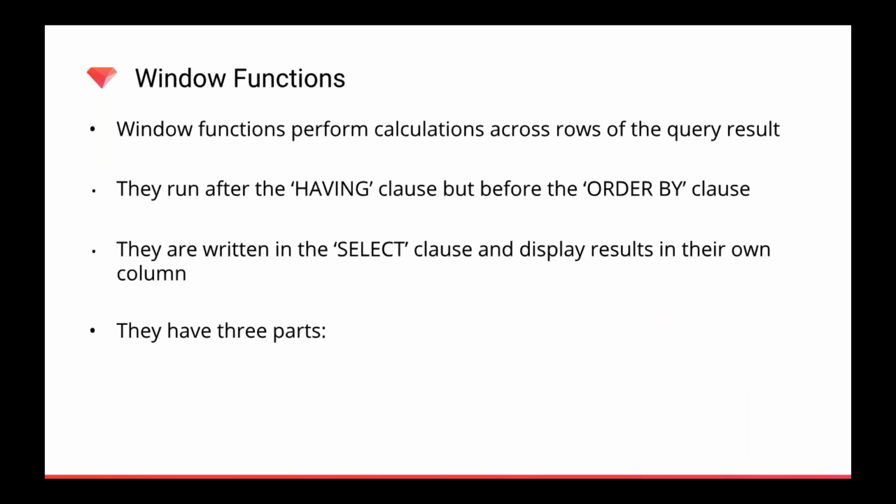Essentially, they perform calculations across the rows of a query result with partitions where we designate. As far as how they run, from the interpreter, they run after the having clause in a SQL query, but before the order by clause. And they appear in the select statement because they return a result that gets displayed in its own column.